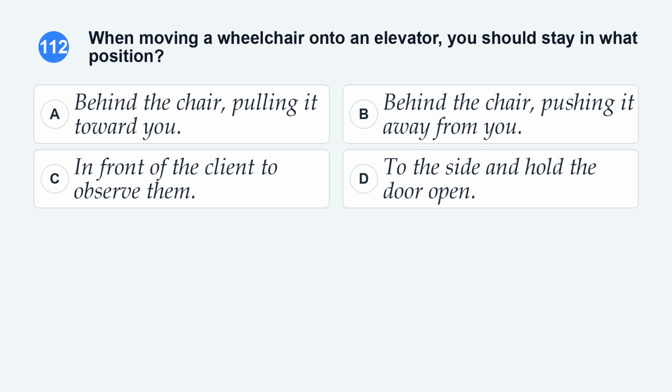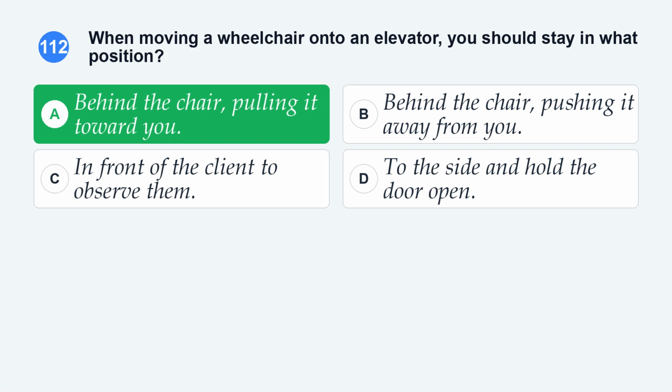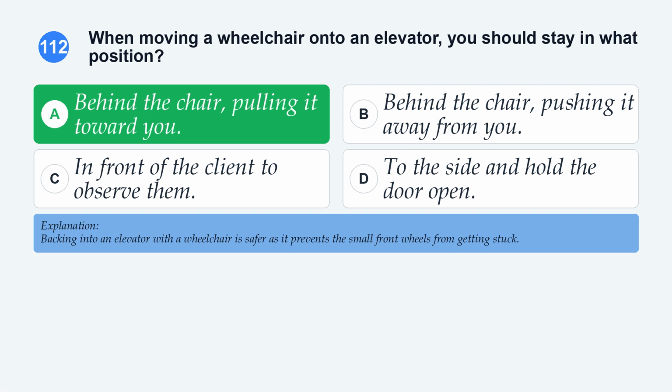Question 112. When moving a wheelchair onto an elevator, you should stay in what position? Option A. Behind the chair, pulling it toward you. Option B. Behind the chair, pushing it away from you. Option C. In front of the client to observe them. Option D. To the side and hold the door open. The correct answer is option A. Behind the chair, pulling it toward you. Explanation. Backing into an elevator with a wheelchair is safer as it prevents the small front wheels from getting stuck.